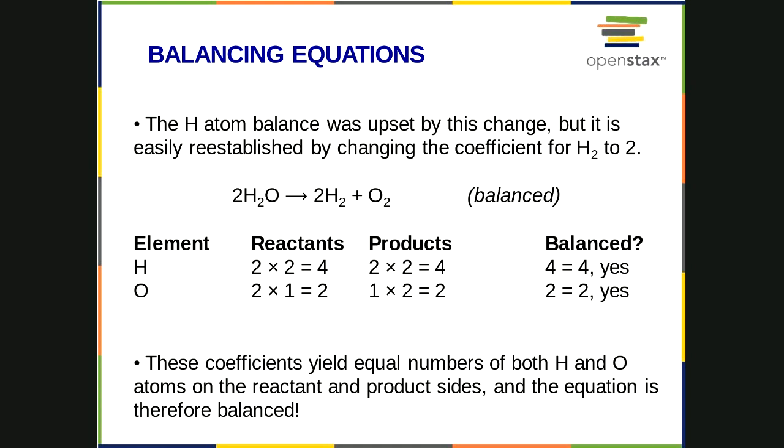So then my equation is balanced. Okay, so you notice with the steps I did, I started with one element, I balanced it, I looked at the next element, and I balanced that. Okay. So now in this case, with this balanced equation, I have two sets of oxygen atoms on each side of the equation and two sets of hydrogen atoms on each side of the equation.